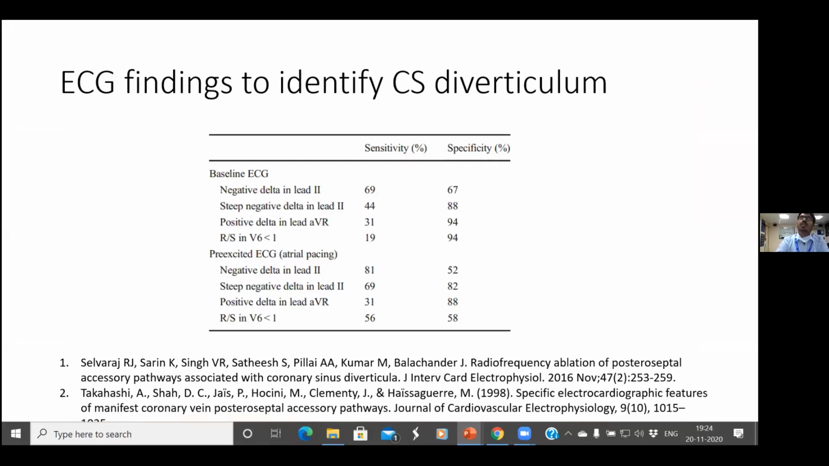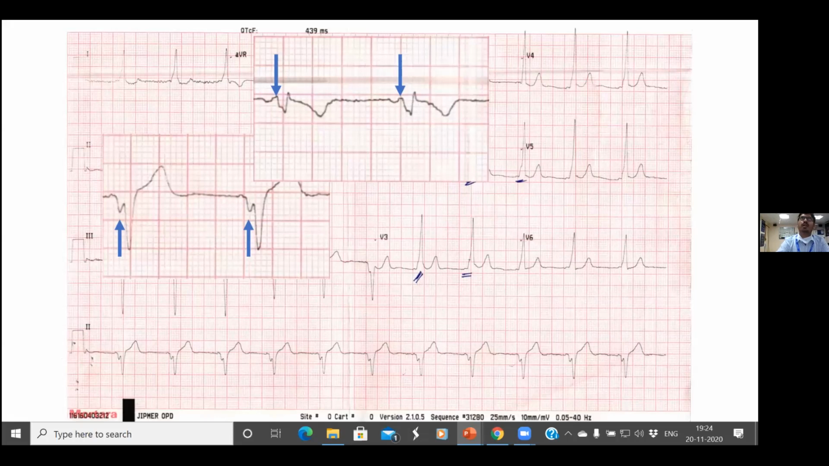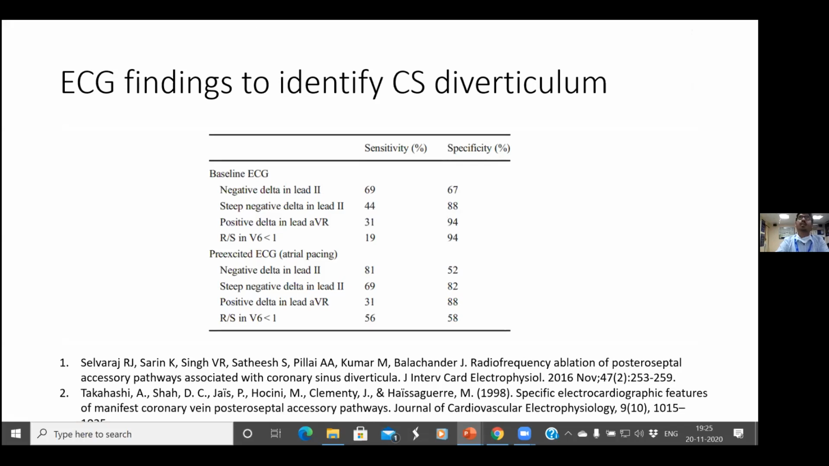Although none of these ECG findings is 100% sensitive or specific, the negative delta wave in lead 2 has a sensitivity of approximately 70%, and other findings like positive delta wave in lead aVR and negative S wave in lead V6 are less sensitive, but these findings are more specific. So we can see combinedly, as in this case, there is a steep negative delta wave in lead 2 and a positive delta wave in aVR. This strongly suggests a CS ventricular accessory pathway.